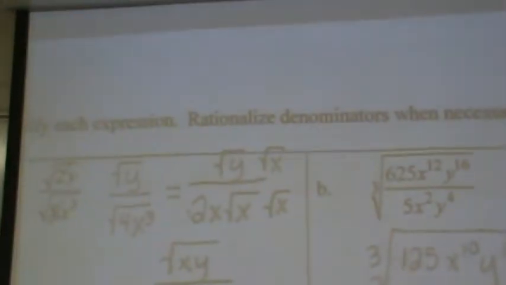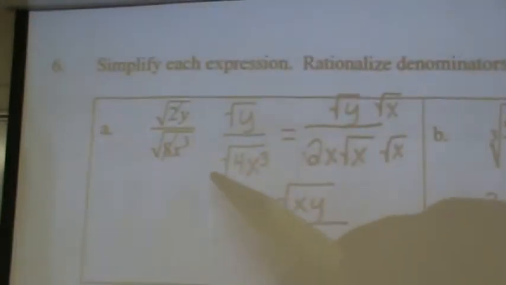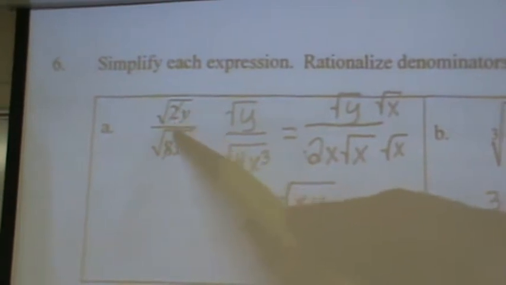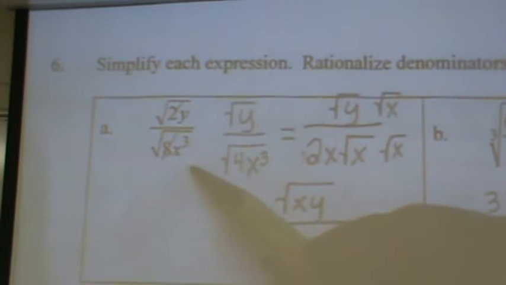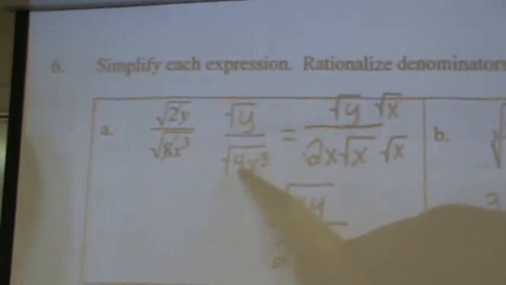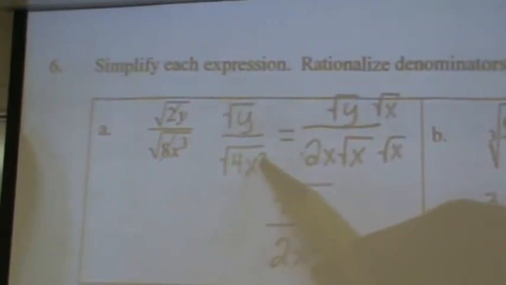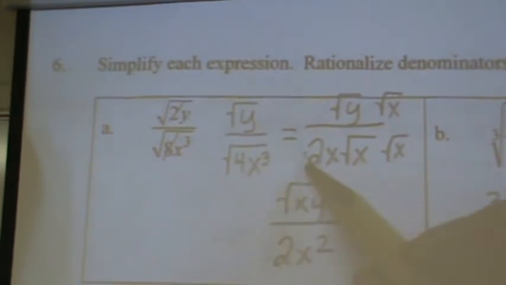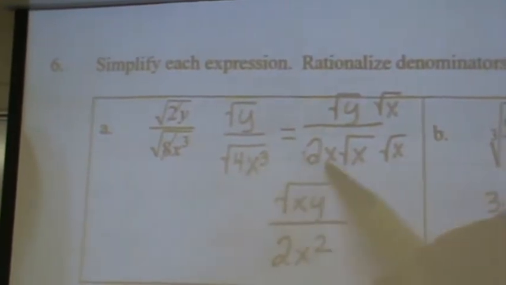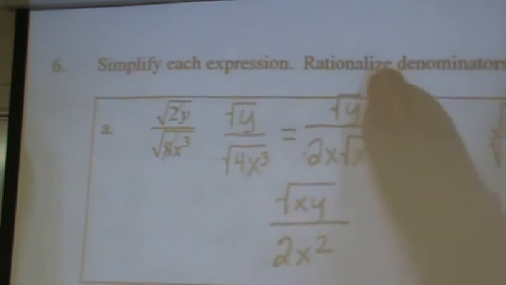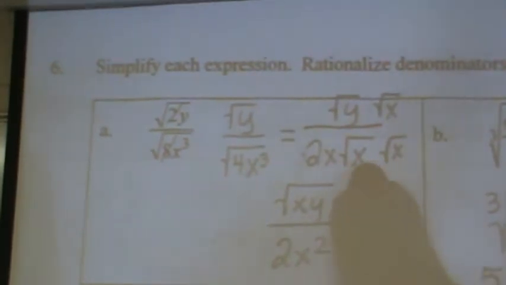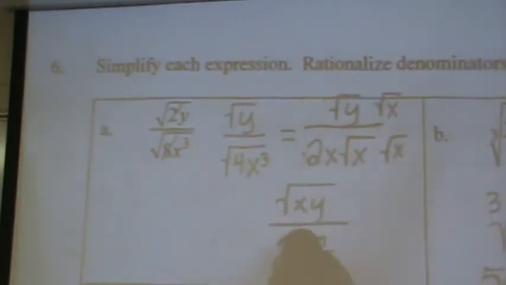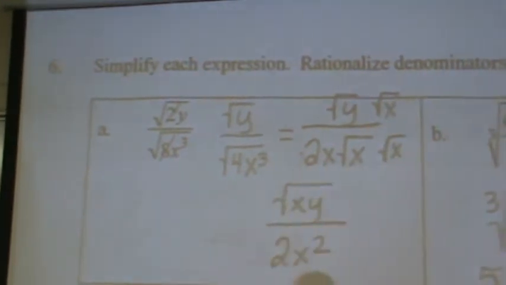For number 6, if you're dividing and the radicals are the same, you can simplify. You can take this 2 out of this 8, and you get square root of y over 4, root 4x cubed. Well, the square root of 4 is 2, and you can take out an x, so you're left with root x. Then you want to rationalize the denominator, multiply both by root x to get rid of that radical. So your answer is going to be root xy over 2x squared.